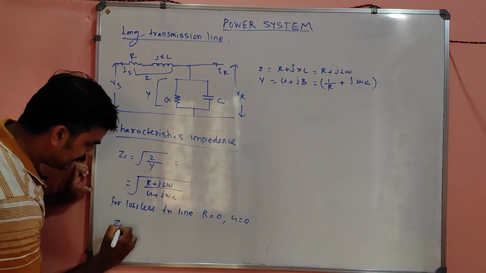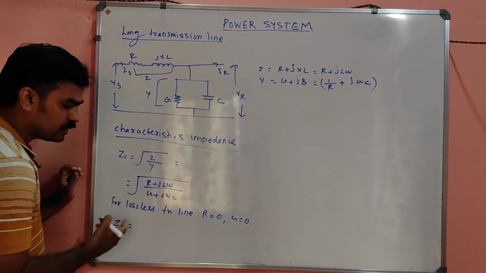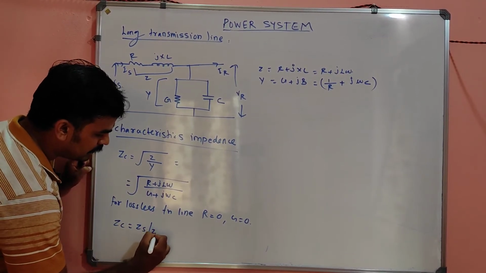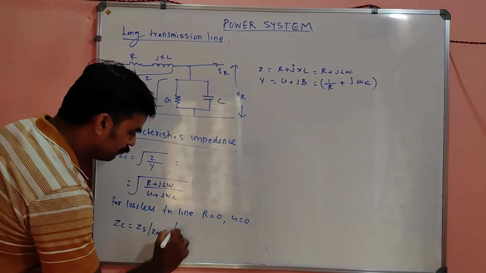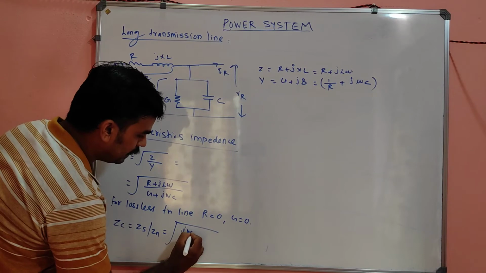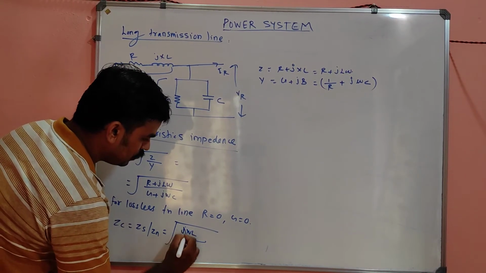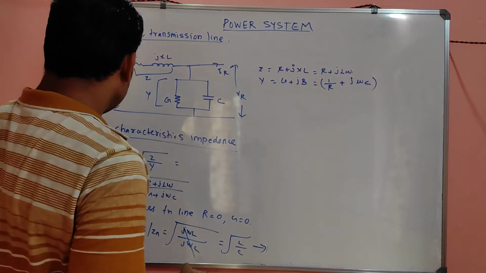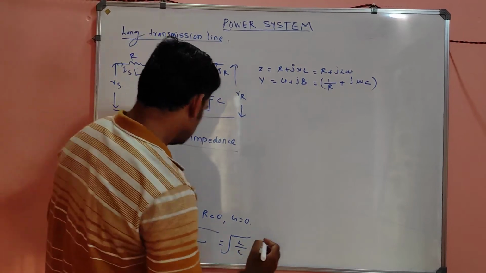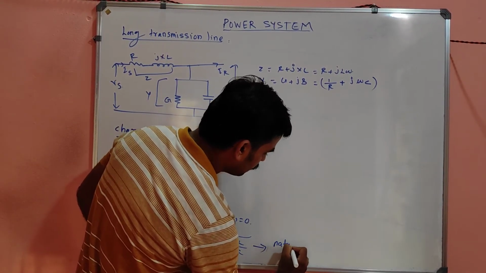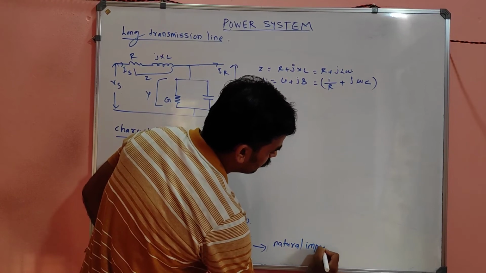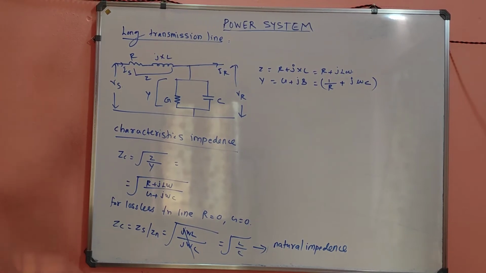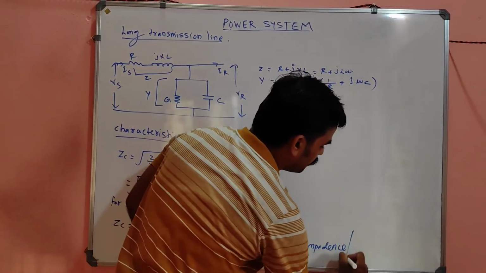So substitute in that, the ZC for a lossless transmission line will now be termed as ZS or Zn. It is root of j omega L divided by j omega C. Omega will cancel, root of L by C. This is called the natural impedance, or you may be familiar with the other name, surge impedance.